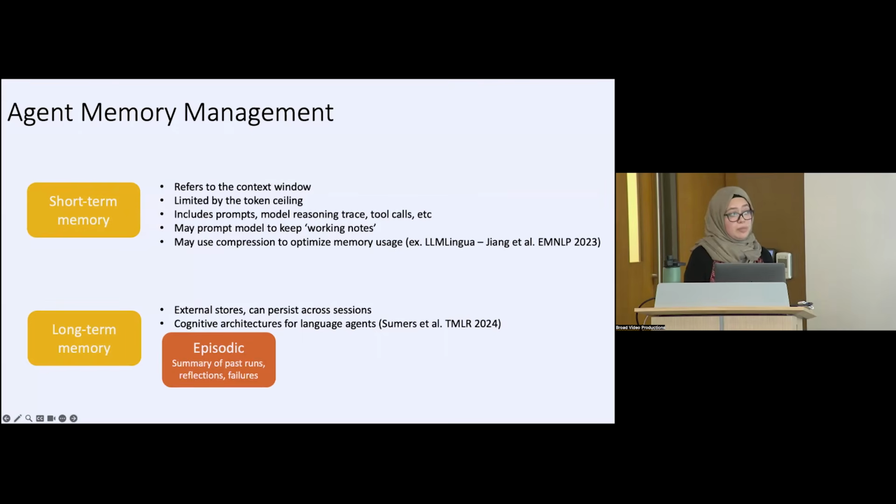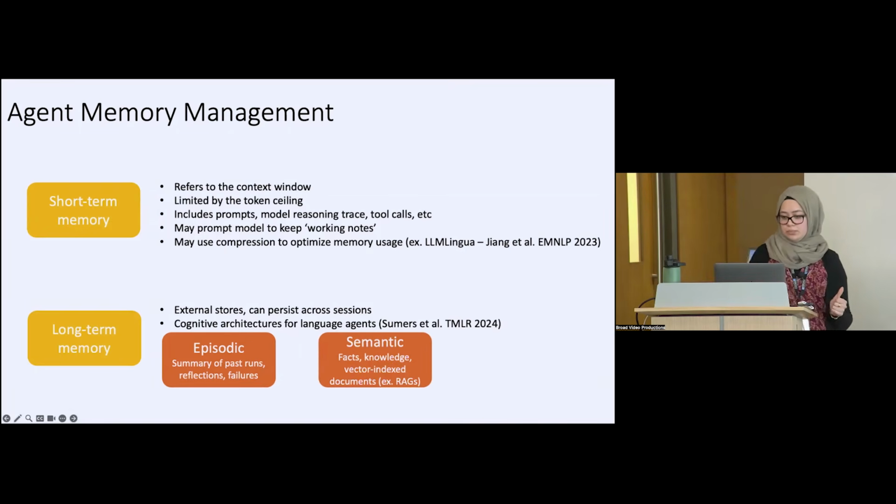The first is episodic memory, which essentially includes information on past behaviors, and this may include a summary of past runs and failures that can inform future attempts. The second is semantic, so this refers to facts and knowledge and may include, for example, vector index documents as used in RAG or databases that the model can query. Although database queries practically represent tool calls, they can still be viewed as a form of long-term memory because they represent information that the model can access as needed.